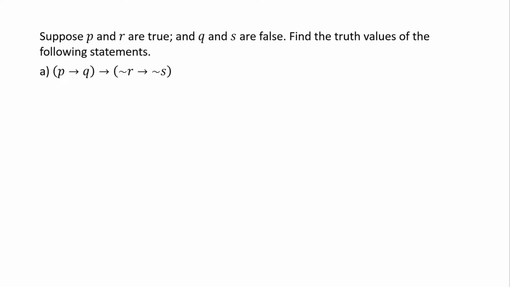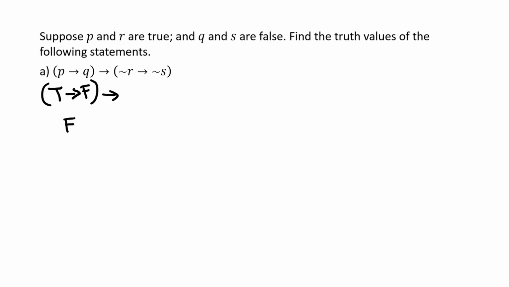Let's work these step by step. So P is assigned the truth value of true, and so we have true implies Q, which is assigned the truth value of false. True implies false is a false statement. That's from your implications table.